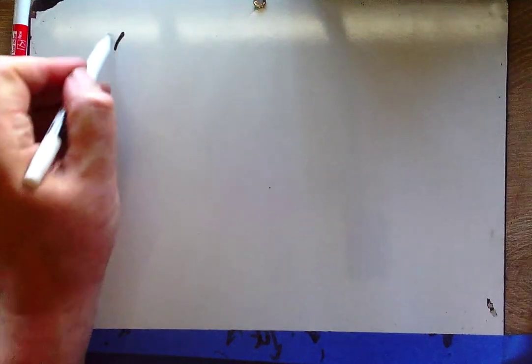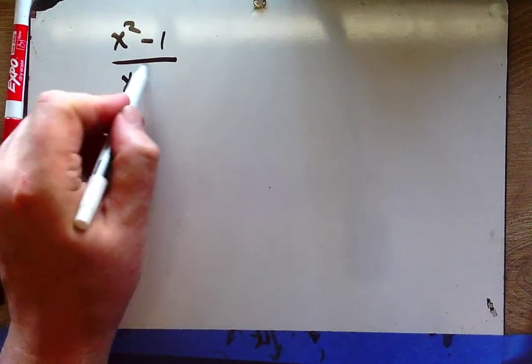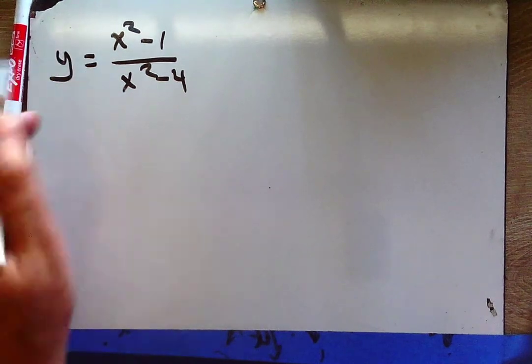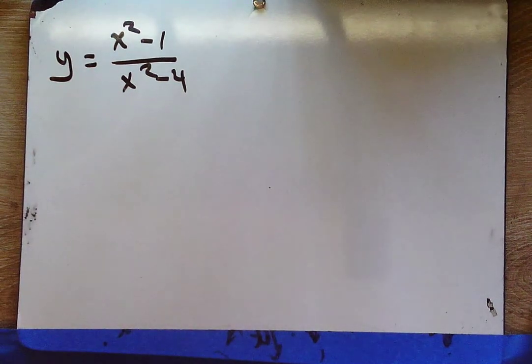We could do one more. I don't want to, though, but I kind of like this one. How about this? x squared minus 1 over x squared minus 4. Let's see how fast we can do this one correctly.